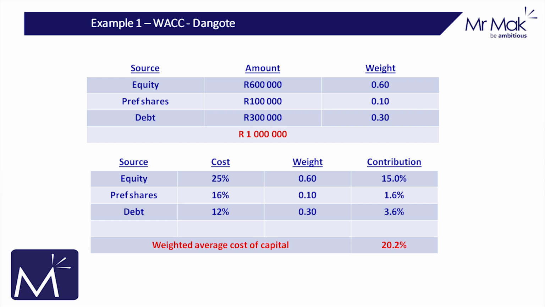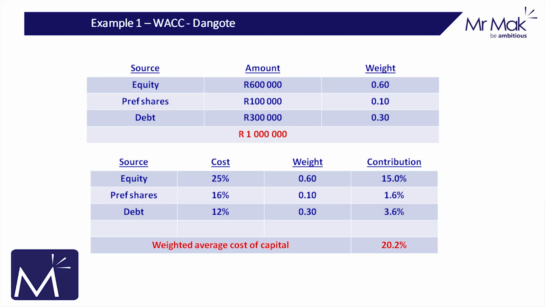Finally, for the debt, we'll take the total debt of 300,000 MAC divided by the total capital base of 1 million, and that gives us a weighting of 0.3. If you add up your weightings, they should always add up to 1. If they don't, you've made a mistake somewhere.